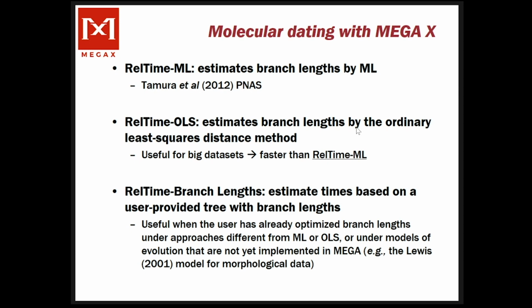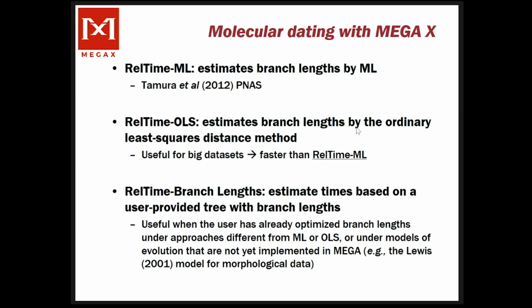RelTime OLS, the second one, estimates the branch lengths based on the ordinary least squares distance methods. This is useful for big, very large data sets, because it is faster than RelTime maximum likelihood, and is also useful if you have a big data set with good coverage, that is, without a lot of missing data. And RelTime branch lengths estimates the times based on a user-provided tree with branch lengths. This is useful when you have already estimated branch lengths under approaches different from maximum likelihood or OLS, or under models of evolution that are not yet implemented in MEGA.